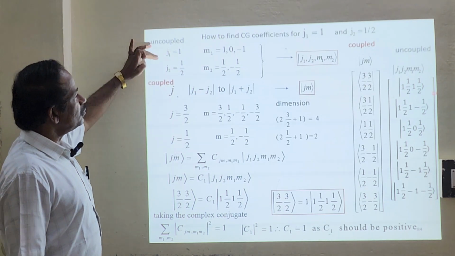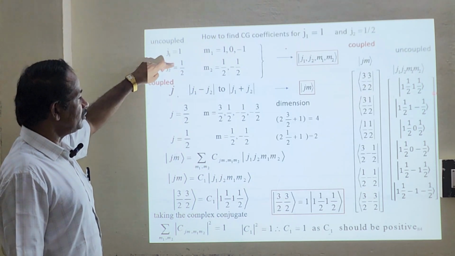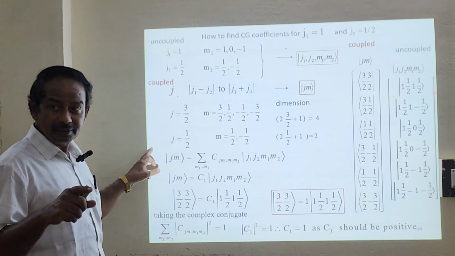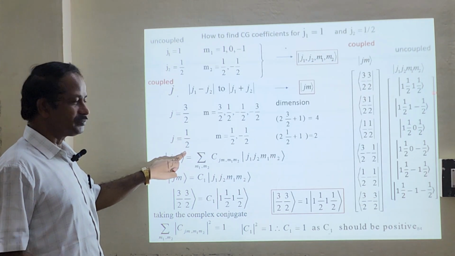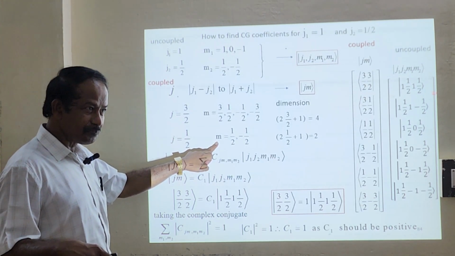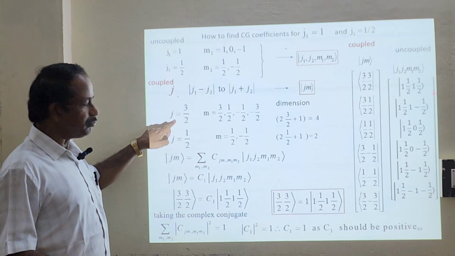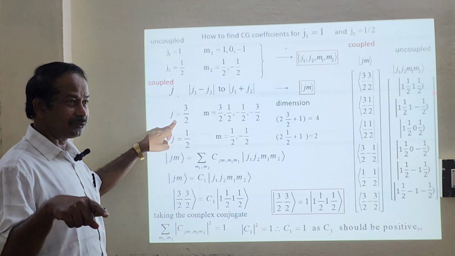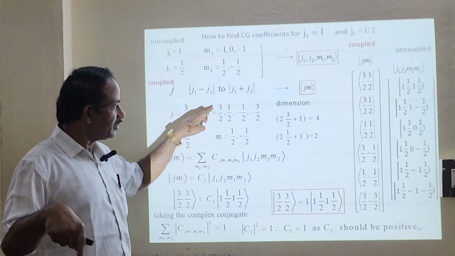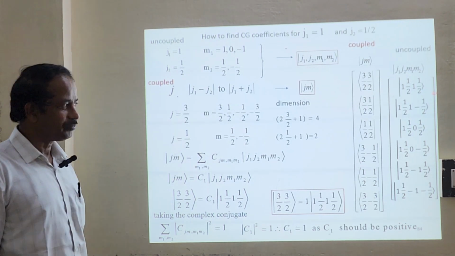J1 minus J2, what is the answer? Your J1 equal to 1, J2 equal to 1 by 2, so J1 minus J2 is 1 by 2. The corresponding M will be 1 by 2 and minus 1 by 2. Is it clear? And for J1 plus J2, the answer will be 1 plus 1 by 2, so 3 by 2. The corresponding M will be 3 by 2, 1 by 2, minus 1 by 2, minus 3 by 2. So this is for the coupled one.